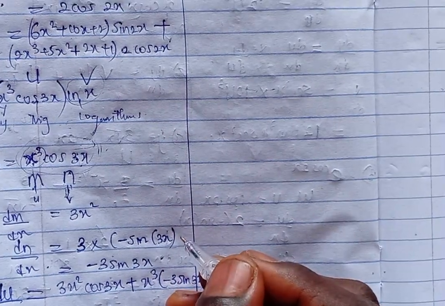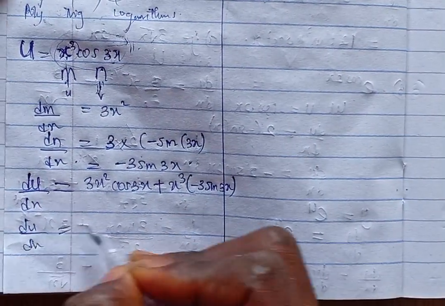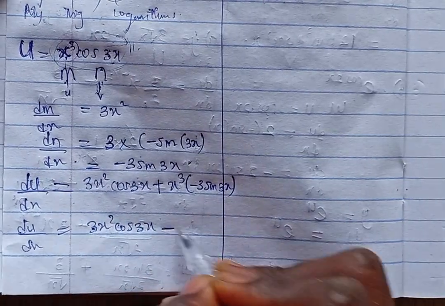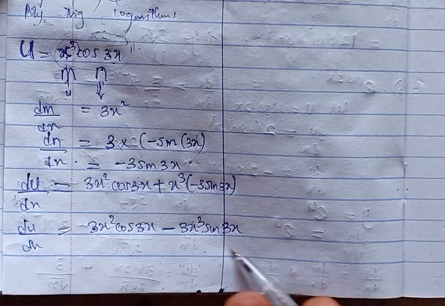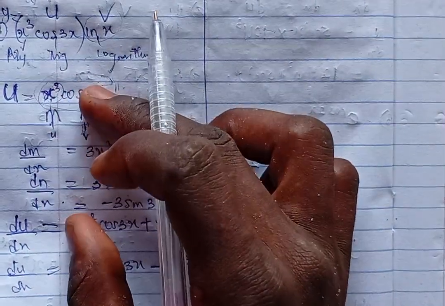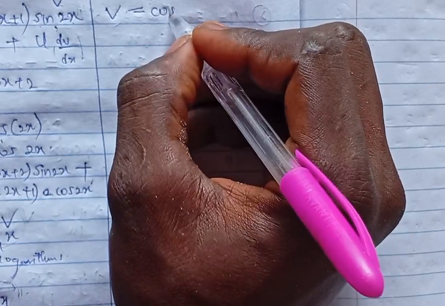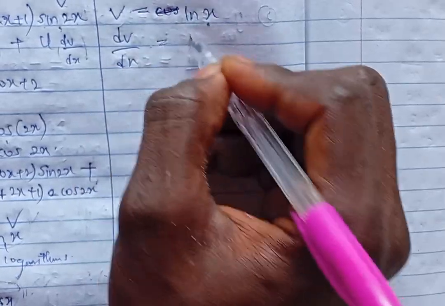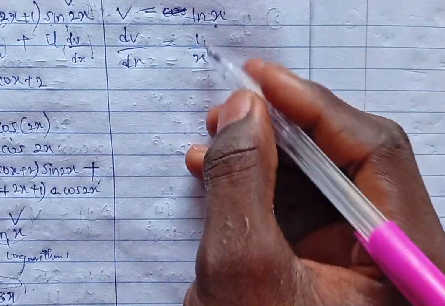Okay, so you can simplify this one further by saying that your du dx is equal to 3x squared cos 3x minus 3x cubed sine 3x. So this is your du dx. Now you just differentiate your phi too. Remember that our phi is ln x, sorry, ln x. So d phi dx will be 1 over x. Remember the standard derivative of this one, 1 over x.